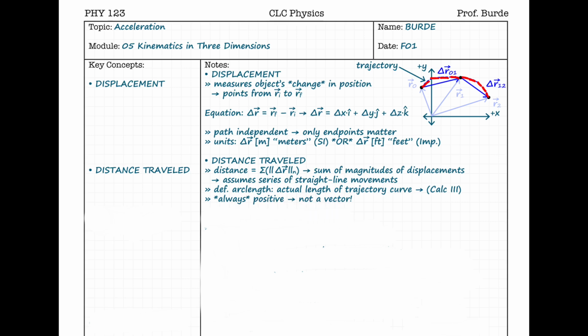It's not a vector quantity. It's measuring the distance you've traveled along the trajectory of the object. And that's something, again, that can be found. You'll see that when you get to Calc 3.